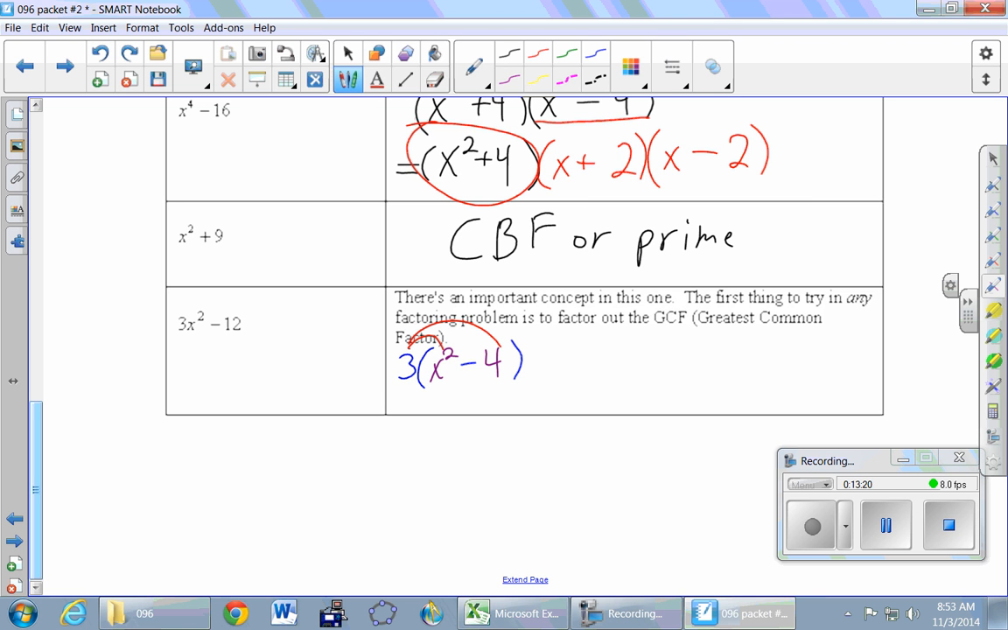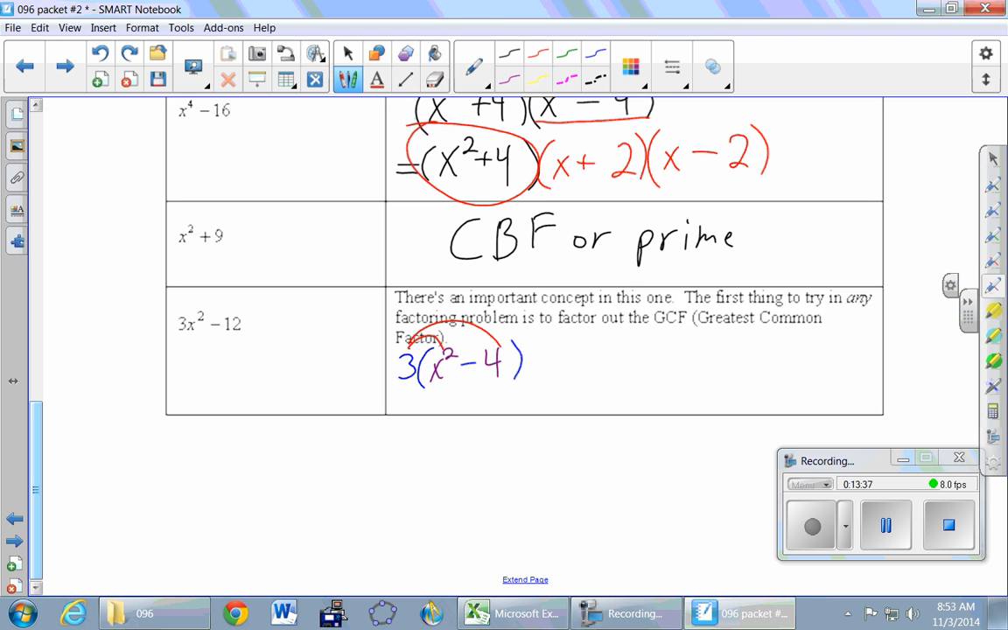Do we see that? So it's just undoing the distributive property. This is a really important kind of factoring. It's called factoring out the GCF, or the greatest common factor, because 3 was the biggest thing that went into both 3x squared and 12.